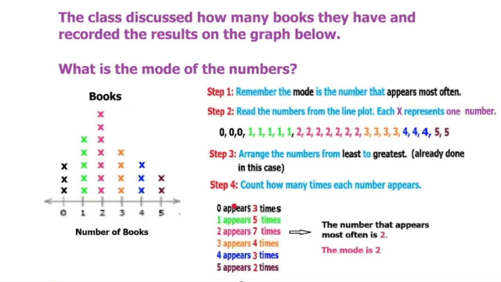So we could see 0 appears 3 times. 1 appears 5 times. 1, 2, 3, 4, 5. 2 appears 7 times. 1, 2, 3, 4, 5, 6, 7. And we keep going. So we could see that 2 appears the most number of times. So that means the mode is 2. And that's it. Very simple.